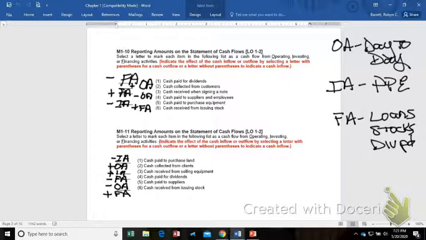So probably you notice from those four problems we did that a lot of this right now is repetition. Trying to get you to know what goes on the income statement, what goes on the balance sheet, what goes on the statement of retained earnings, and then with these problems, what is operating, what is investing, what is financing.